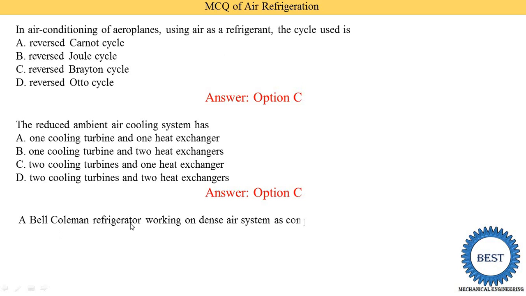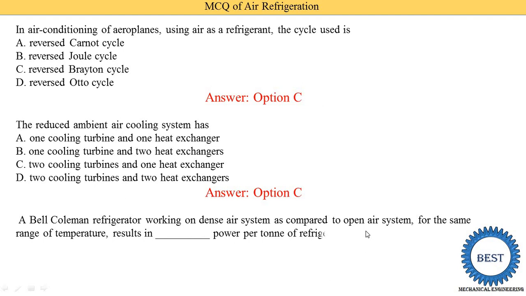A Bell-Coleman refrigerator working on a dense air system, as compared to an open air system for the same range of temperatures, results in blank power per ton of refrigeration: same, lower, or higher. So option B is the correct. The dense air refrigeration system requires lower power per ton of refrigeration compared to the open system. So the dense air system gives high COP. Why does it give high COP? Because of the lower power consumption.